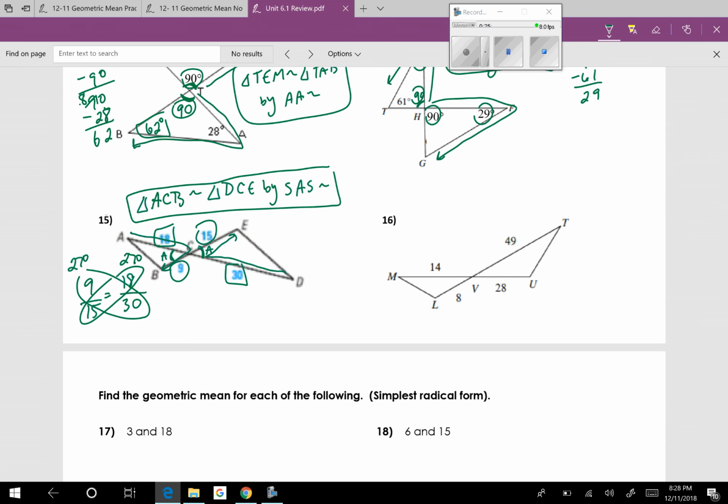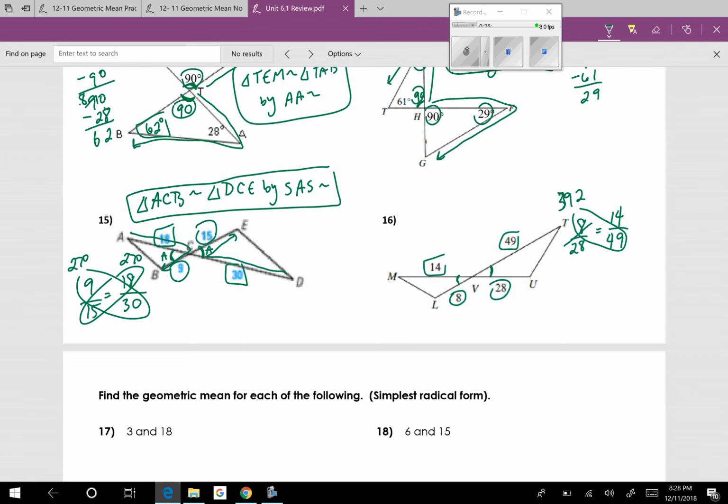All right, now number 16. Okay, this one, we have our vertical angles, they're congruent, and now we match small side with small side. So 8 matches with the 28, and then large with large, so 14 matches with the 49. And now we just have to set up a proportion. So 8 over 28 should be equal to 14 over 49. And so do your cross products. 49 times 8 is 392.